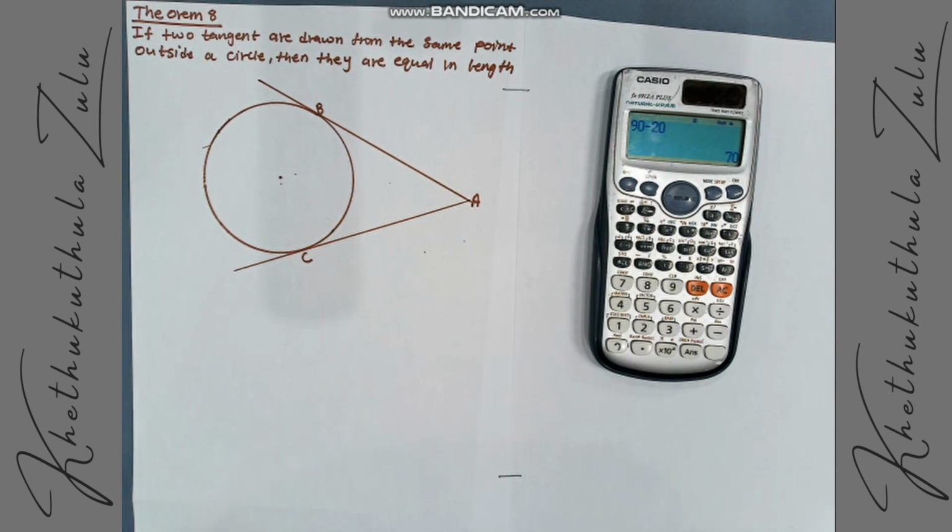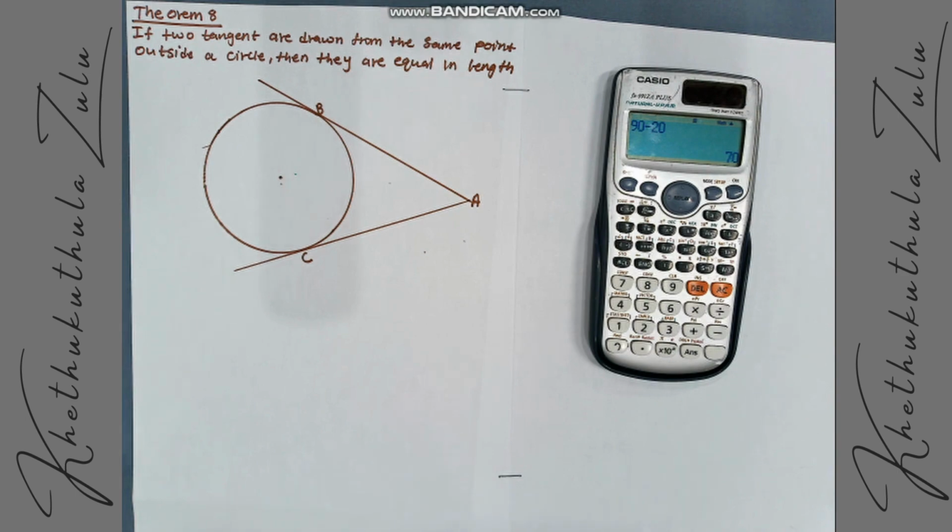So today we'll be doing theorem number 8, which is part of the tangent, but this one is talking about two tangents that are from the same point outside the circle. We're proving that those two tangents are equal in length. That's what we are proving. How are we going to prove it?